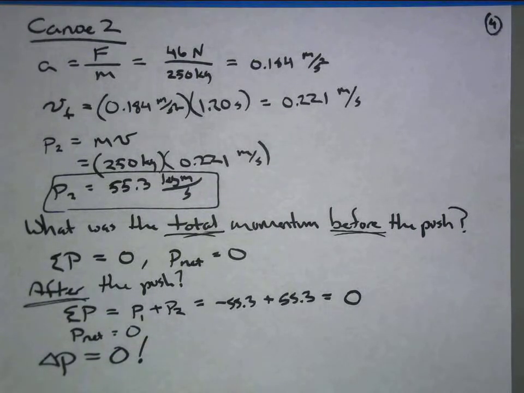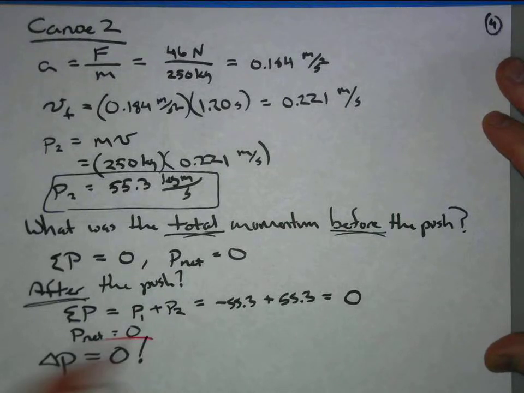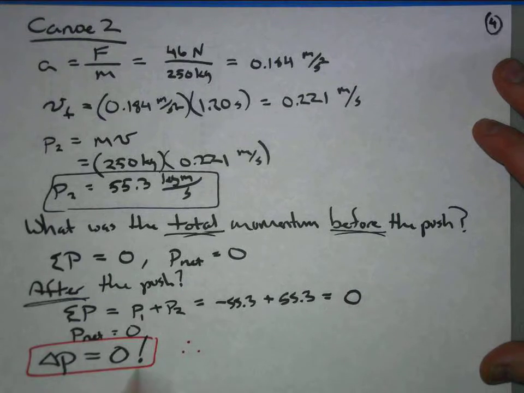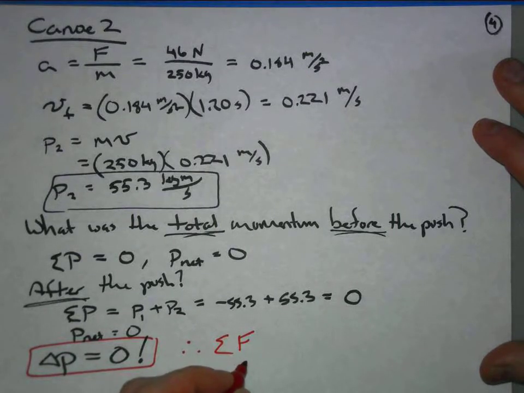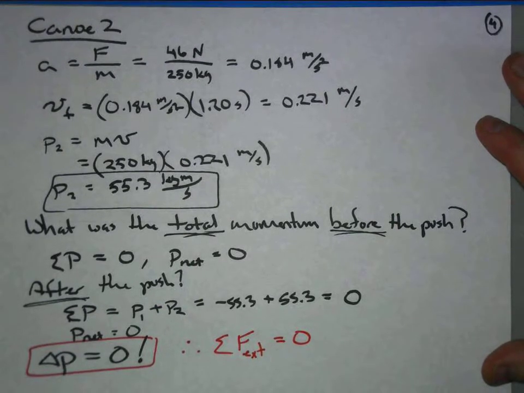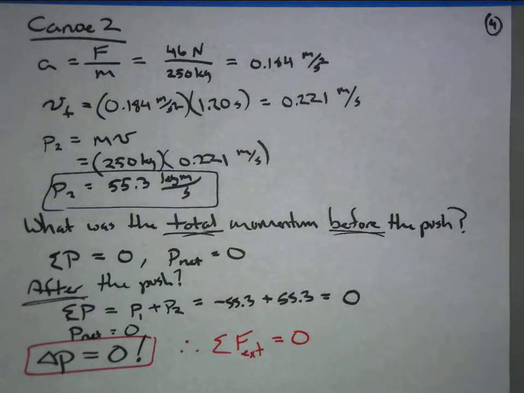Awesome. Well, here's what we got from that. The change in momentum was 0. We could also say from that the sum of the forces that are external to the system is 0, right? Because it was only the one internal force that accelerated each canoe separately.